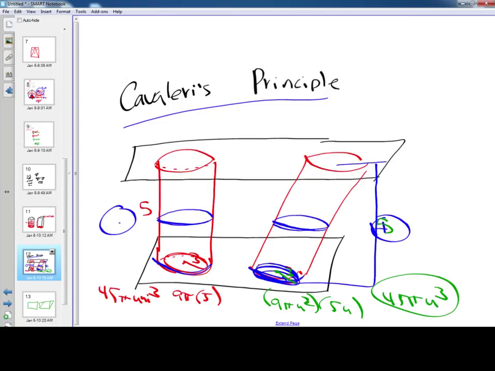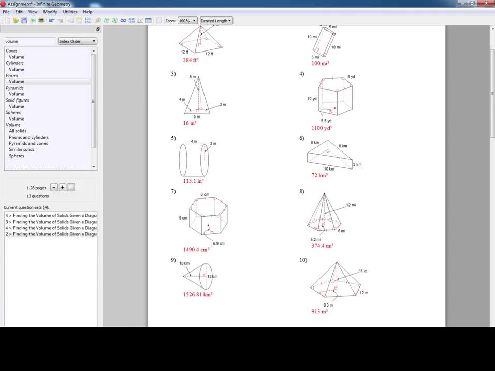Questions on that? Super simple, huh? So the best way for me to learn something is to do it. So Cavalieri's principle, I'm not going to push that too much. There'll probably be a few of them on your homework, but you guys can do those on your own. What I want to make sure you guys got down is how to find the volume of these three-dimensional objects, okay? So I've got just a big sheet up here with some examples.